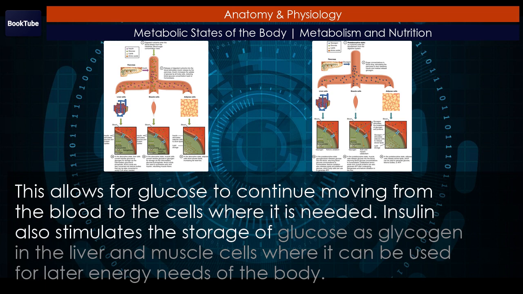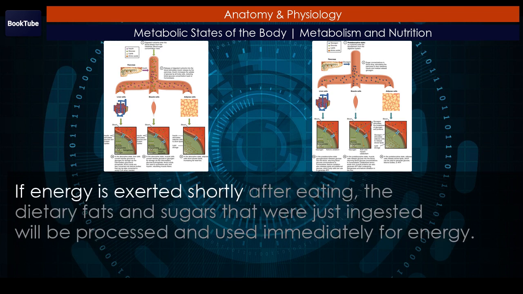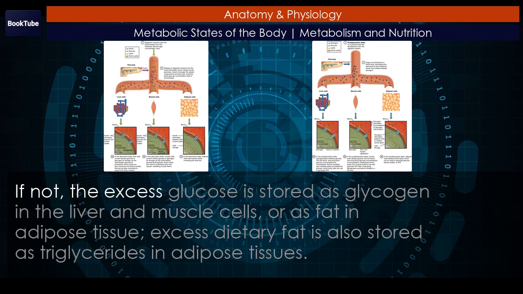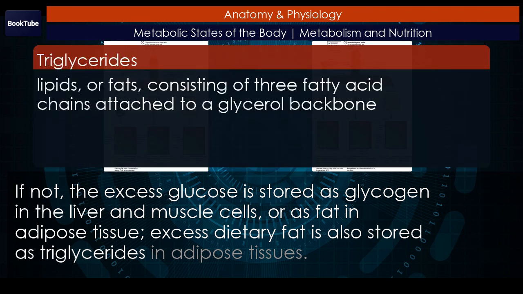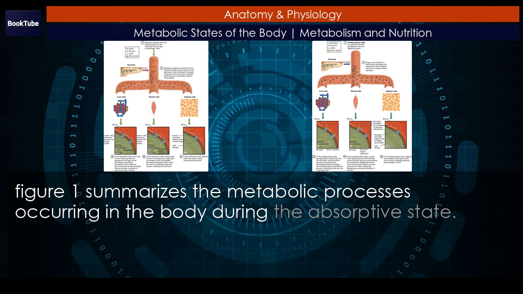Insulin also stimulates the storage of glucose as glycogen in the liver and muscle cells where it can be used for later energy needs of the body. Insulin also promotes the synthesis of protein in muscle. As you will see, muscle protein can be catabolized and used as fuel in times of starvation. If energy is exerted shortly after eating, the dietary fats and sugars that were just ingested will be processed and used immediately for energy. If not, the excess glucose is stored as glycogen in the liver and muscle cells, or as fat in adipose tissue. Excess dietary fat is also stored as triglycerides in adipose tissues. Figure 1 summarizes the metabolic processes occurring in the body during the absorptive state.